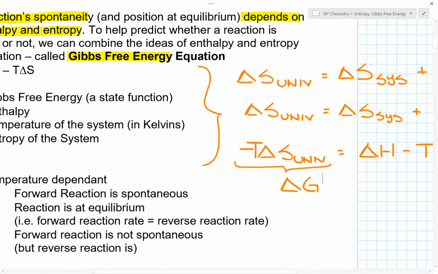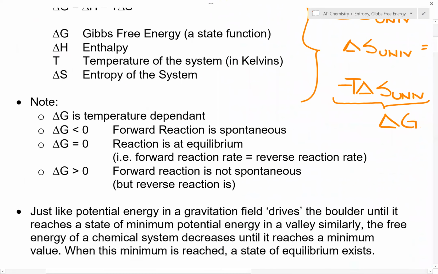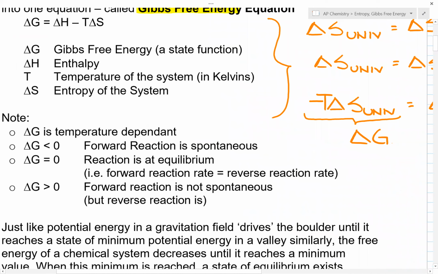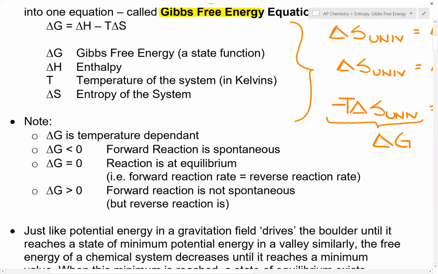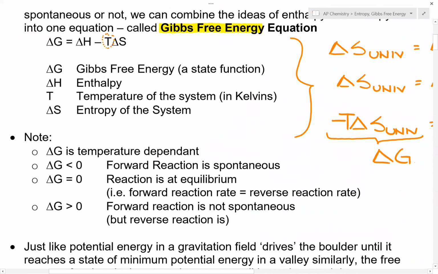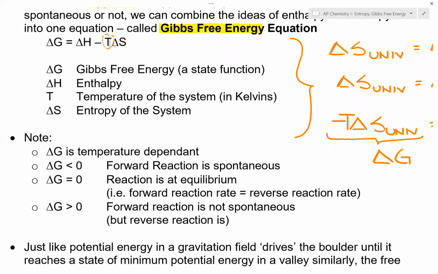Now, delta G is temperature dependent. Notice the temperature does affect delta G. If delta G is less than 0, the forward reaction is spontaneous. If delta G is equal to 0, the reaction is at equilibrium. And if delta G is greater than 0, the forward reaction is non-spontaneous.